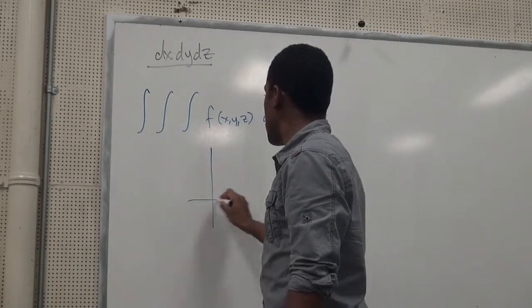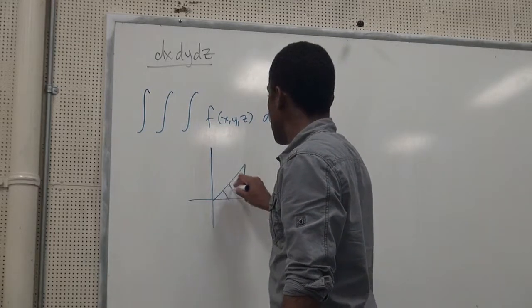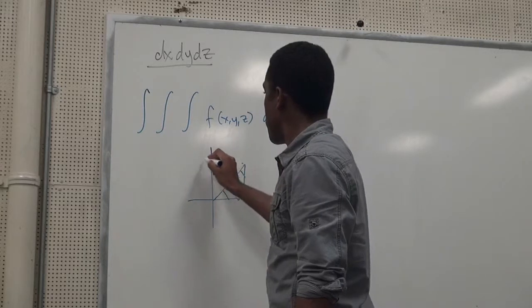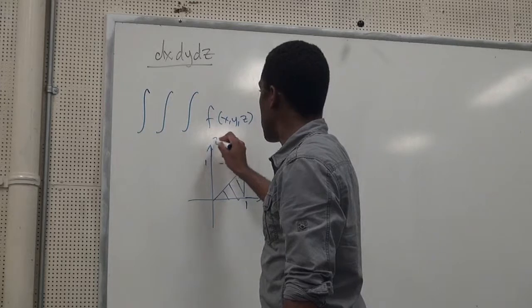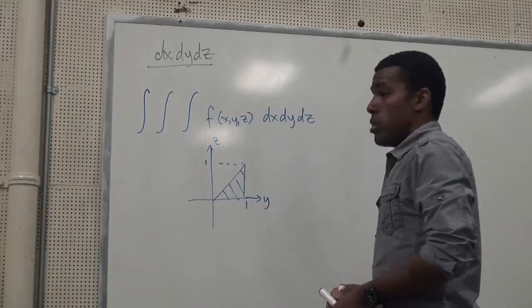So I know that this is right here. This goes from -1 to 1. This goes to y. So how would it look?